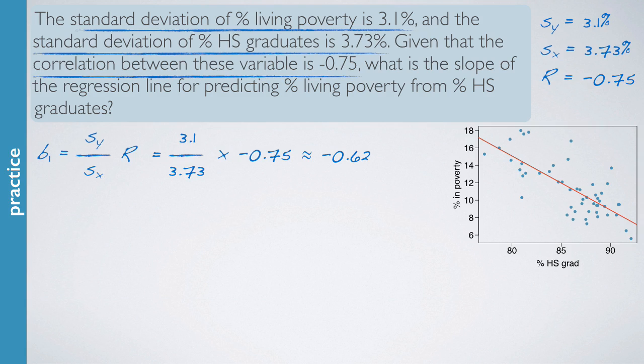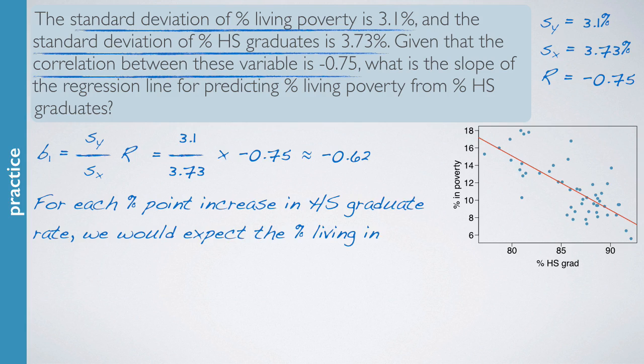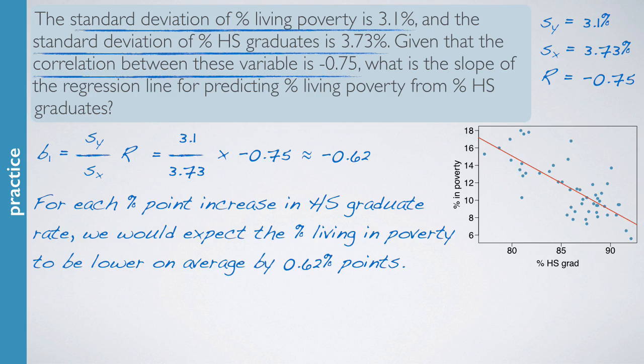Calculating the slope by hand is clearly very simple and actually sometimes unnecessary, because oftentimes we don't calculate these values by hand, but we simply use computation. What is really important is how we interpret this number, negative 0.62. For each percentage point increase in high school graduate rate, we would expect the percentage living in poverty to be lower on average by 0.62 percentage points.